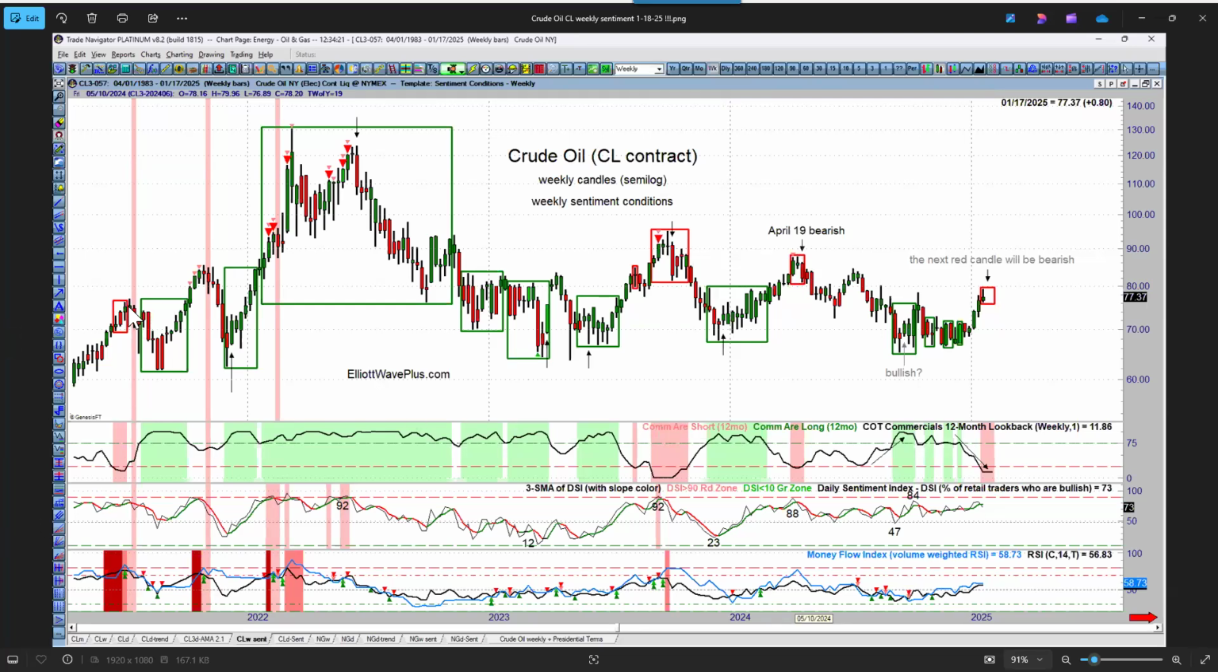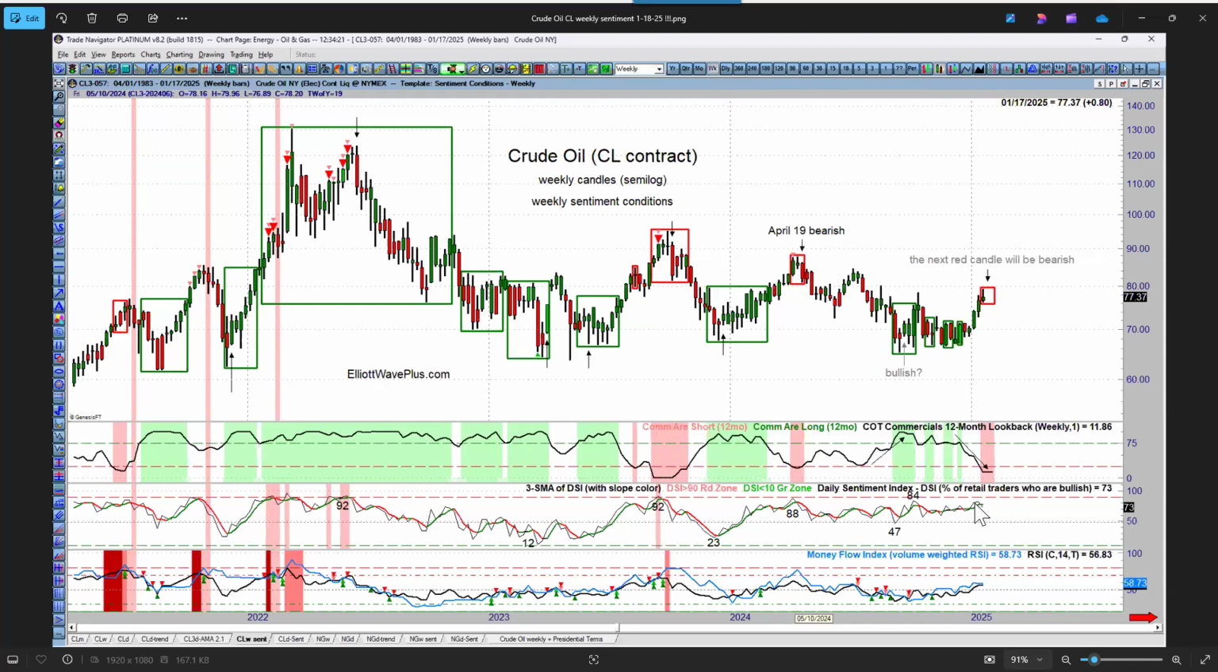Last time before that was back here. So there, yeah, we're probably due for a pullback just simply based on that. And then retail has stayed stubbornly bullish.